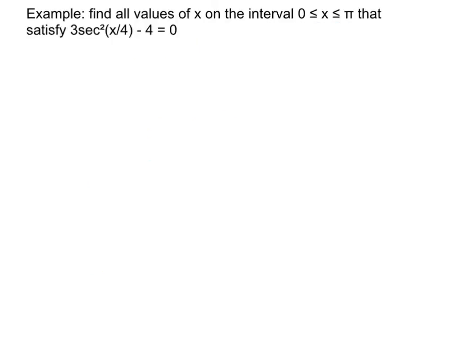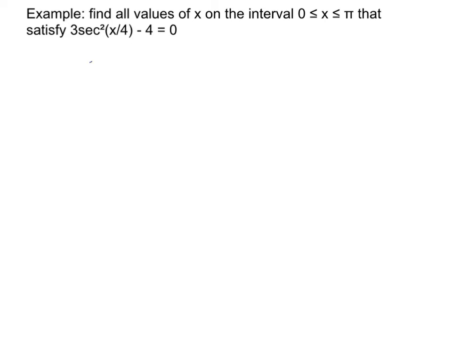And then we've got this last problem: find all values of x on the interval that satisfy this equation, 3 secant squared of x over 4 minus 4 equals 0. So this is an instance where there is only one trig expression. Right? I mean, there's only secant, but it's secant squared. So we'll basically isolate that and then we'll square root to solve for it.